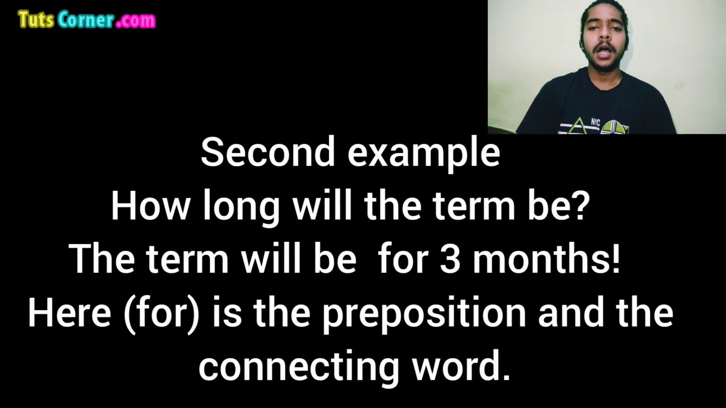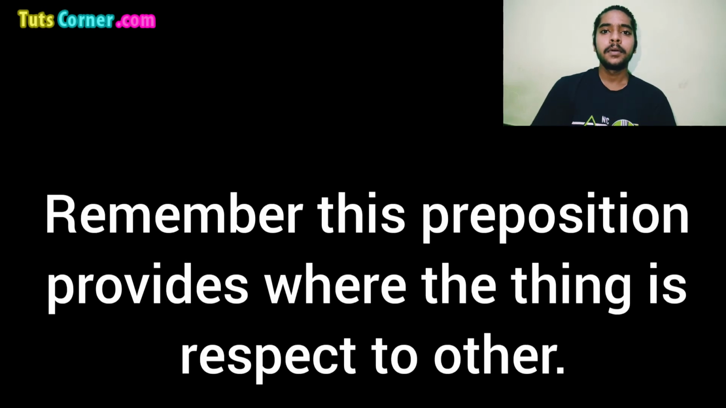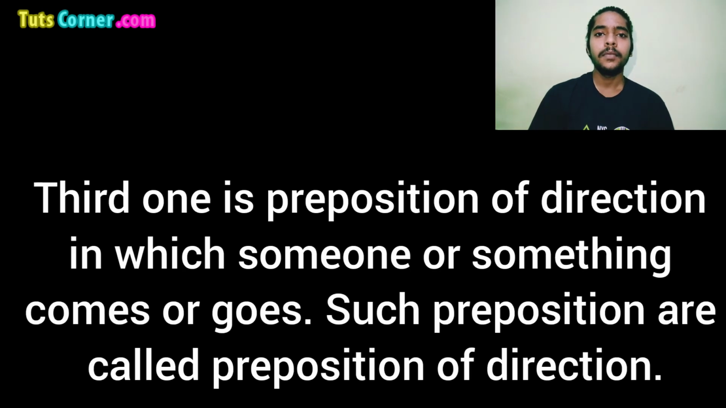Second example. How long will the term be? The term will be for 3 months. Here, for is the preposition and the connecting word. Remember, this preposition provides where the thing is with respect to other. Third one is preposition of direction, in which someone or something comes or goes. Such prepositions are called preposition of direction.